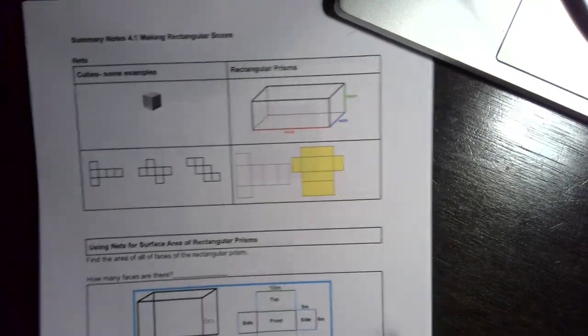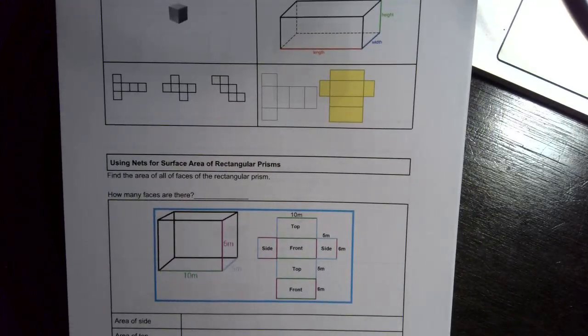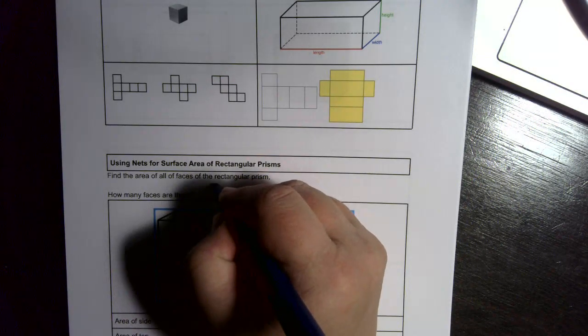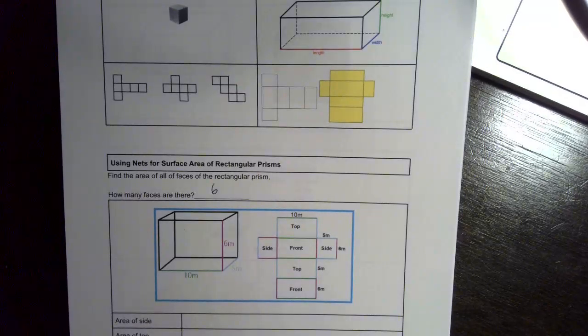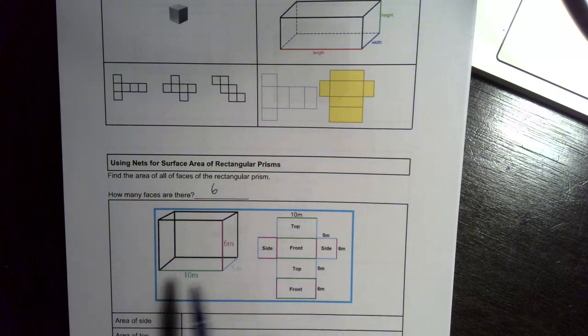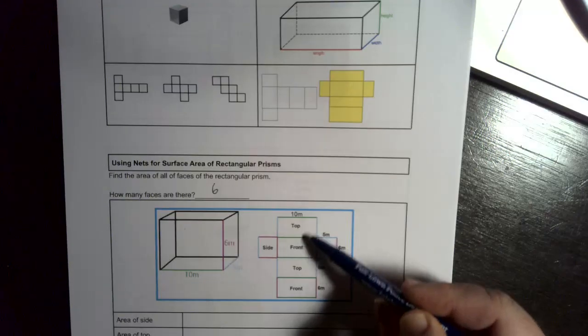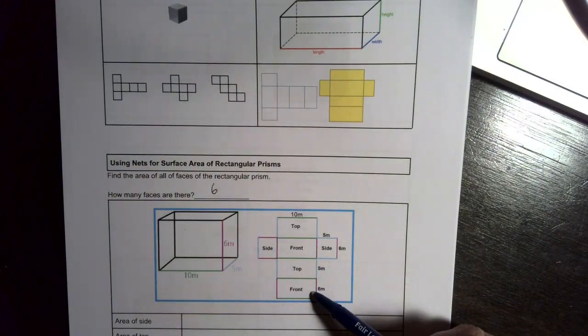So we can use the net to help us find the surface area, and then there's a couple other ways that we can look into it. Once again, the first thing that we want to always think of is how many faces are there? And there are 6 faces. So I'm going to go over using the net first to help us find the surface area. Remember, surface area is basically the area of all of the faces. So when I fold it open, here are all of my faces.